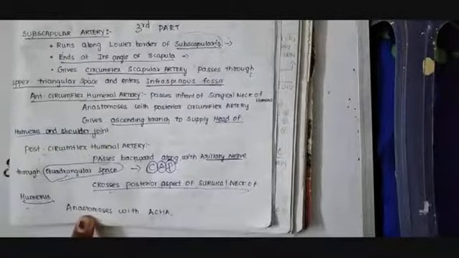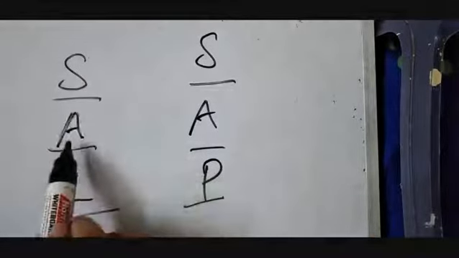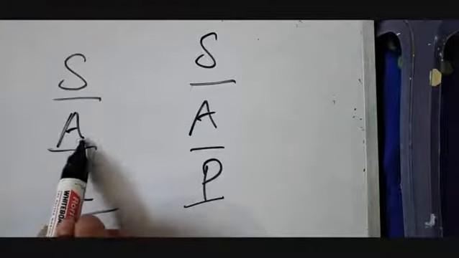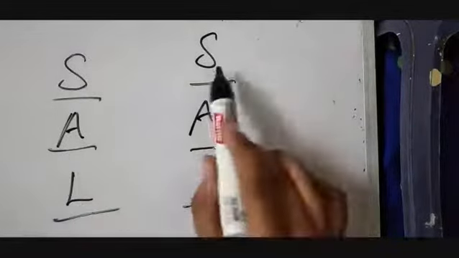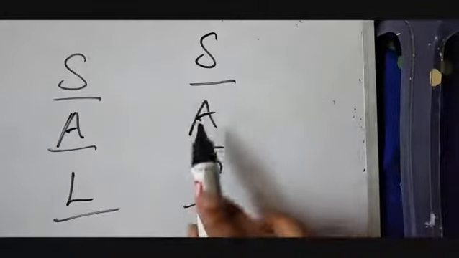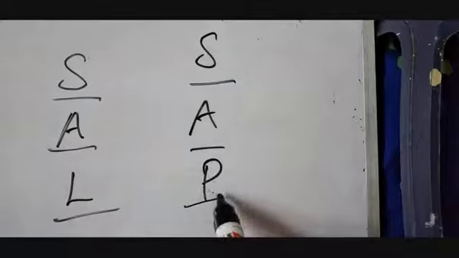But in order to remember the branches of the axillary artery, you can remember the mnemonic STAR LSAP. Okay, S stands for superior thoracic artery, T for thoracoacromial artery, L for lateral thoracic artery, S for subscapular artery, A for anterior circumflex humeral artery, P for posterior circumflex humeral artery.